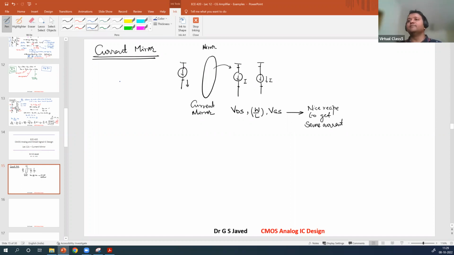Okay, nobody. Then what is that circuit? We just learned about that. If I have a diode connected circuit, right? Any diode connected circuit.